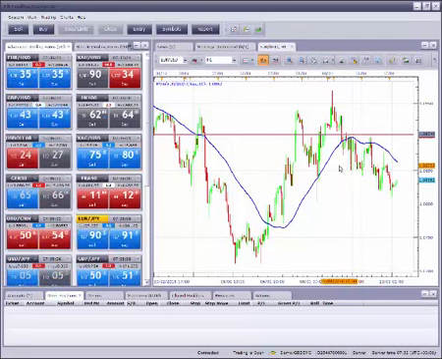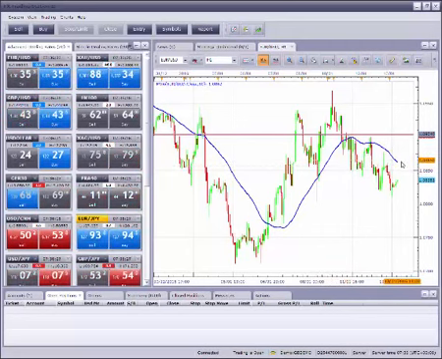The final strategy I want to show you is one that I personally use on a daily basis, and this is what I call a moving average crossover strategy. Essentially what we're going to be doing here is putting a faster and a slower moving average, so two moving averages on our chart, and we're looking for the faster moving average to cross the slower moving average in order to identify a change in the direction of the price.